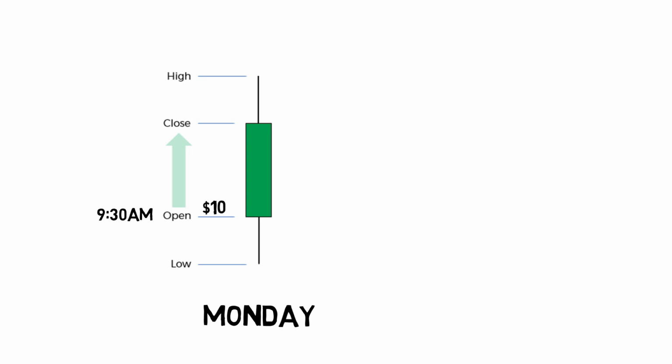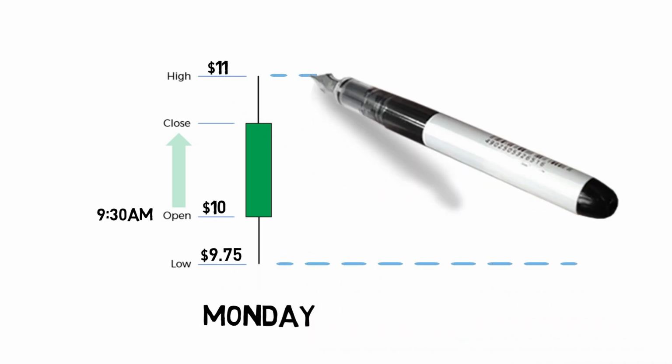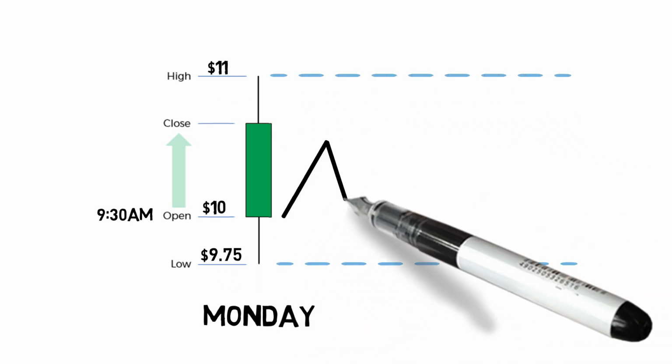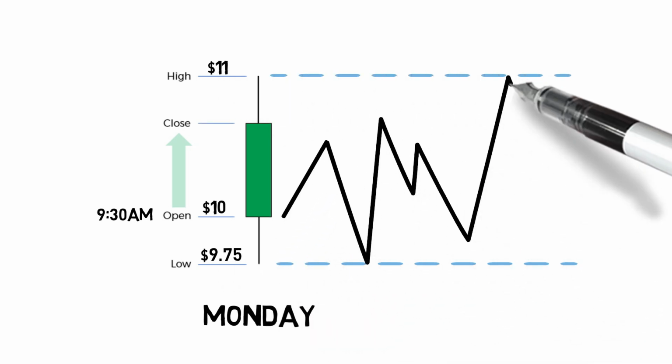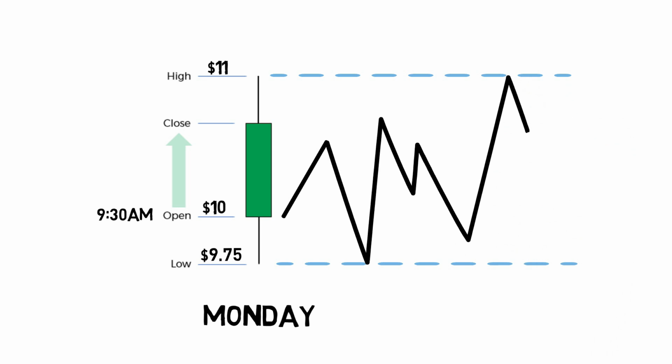After the open, trading will commence throughout the day. The stock will fluctuate between a low price and a high price, until eventually the stock trading day comes to an end and the stock market closes. For the New York Stock Exchange and the Nasdaq, that time is 4 p.m. Eastern Time. The stock's price at the time of the market closing is known as the closing price.